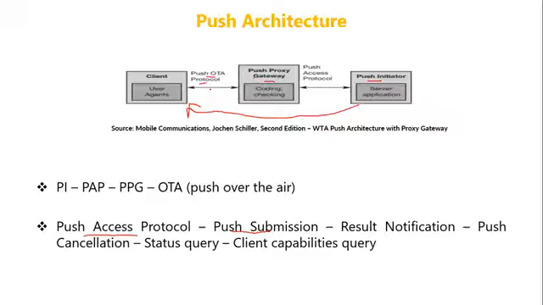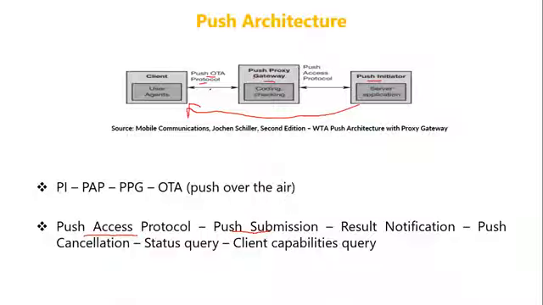Then push cancellation. A PI can try to cancel a push request before delivery to a client. Sometimes after sending a push, the PI may want to cancel the push. That can be done by push cancellation. The result from the PPG indicates if the cancellation was successful or not. So this is called push cancellation.